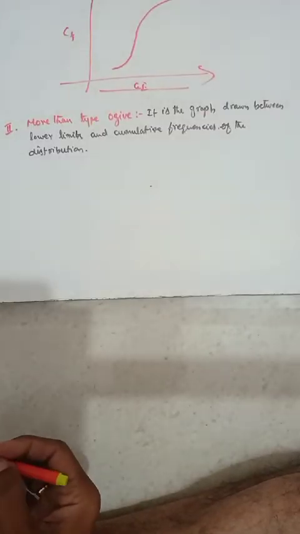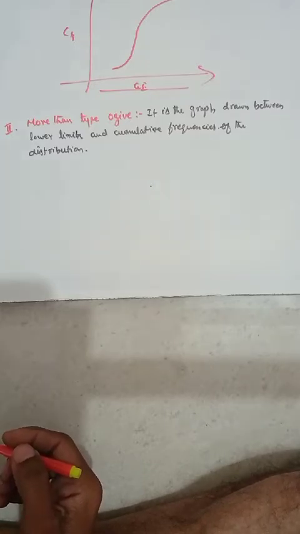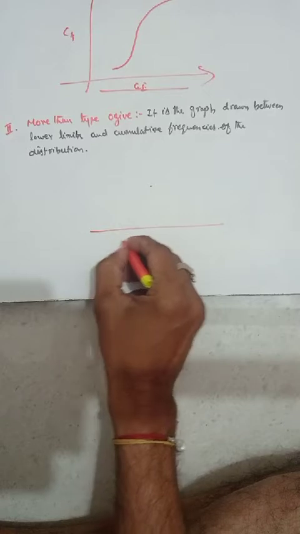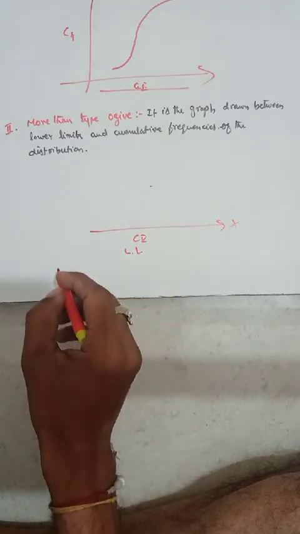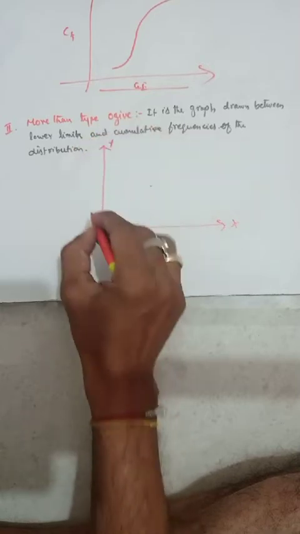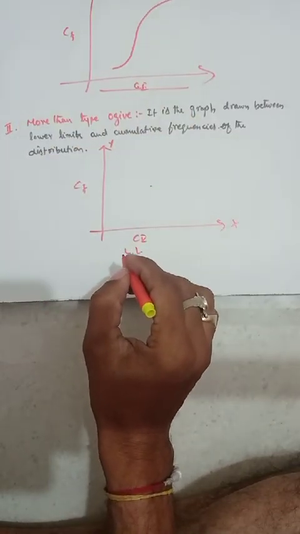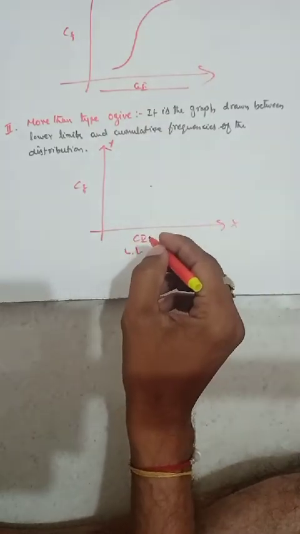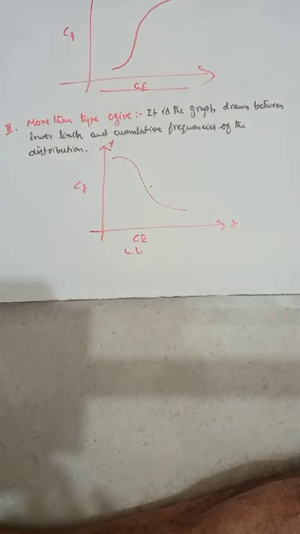In the second type, the more than type of ogive, it is a graph drawn between lower limits and cumulative frequencies. Here we mark the points with the lower limits of the class interval as x coordinates, and the corresponding cumulative frequency of the distribution as y ordinates, joining them by a freehand smooth curve. That type of graph is cumulated downwards, and it comes like this. This is called the more than type of ogive.